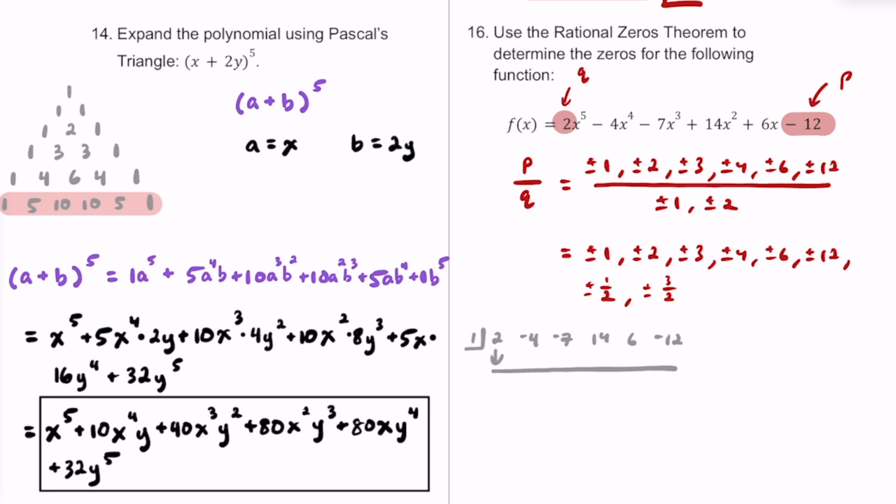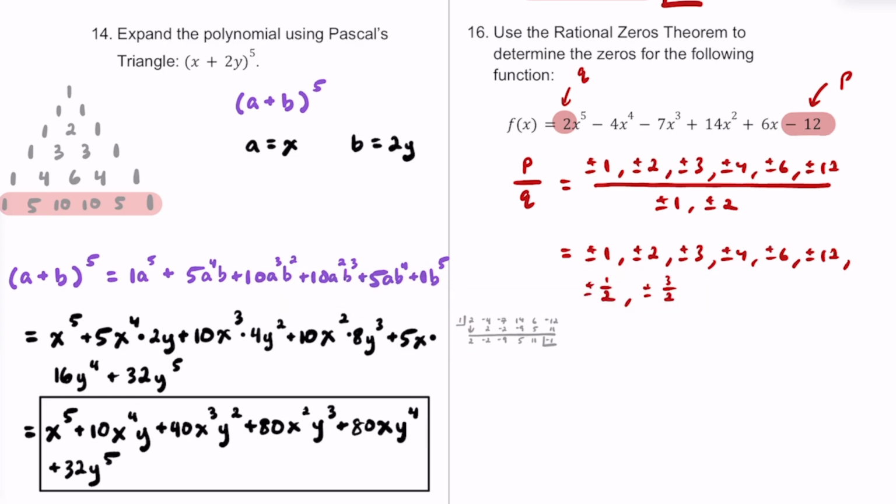So this 2 comes straight down. 2 times 1 is 2. -4 plus 2 is -2. 1 times -2 is -2. Adding these, we get -9. 1 times -9 is -9. Adding here, we get +5. 1 times 5 is going to be 5. 6 plus 5 is 11. 1 times 11 is 11. -12 plus 11 is -1. So we were super close, but that's not going to be one of our rational zeros there. So that's not going to work, but let's try something else here.